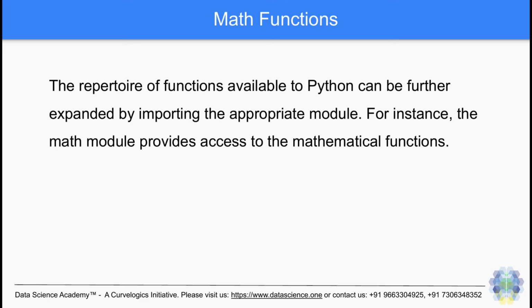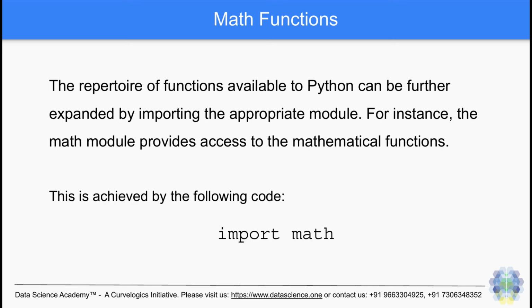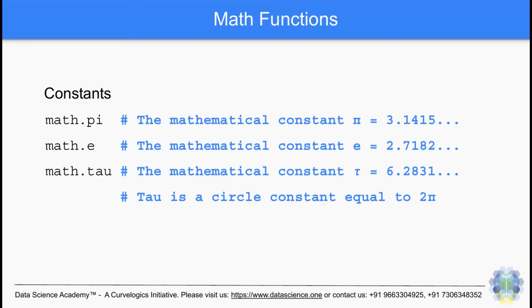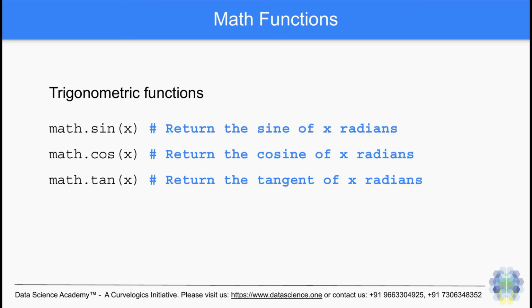The repertoire of functions available to Python can be further expanded by importing the appropriate module. For instance, the math module provides access to the mathematical functions. This is achieved by the following code: import math. The math module includes mathematical constants such as pi, e, and tau, to name a few. Within the same math module, we have access to trigonometric functions as well. Some illustrative examples include sine, cosine, and tangent.